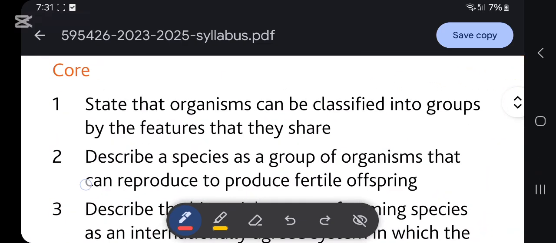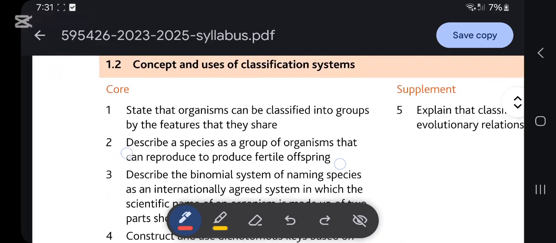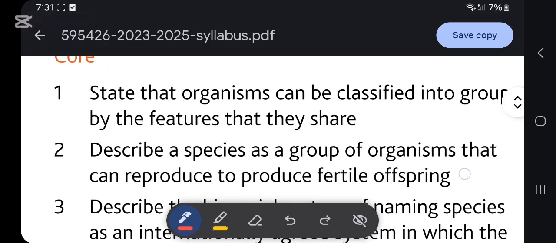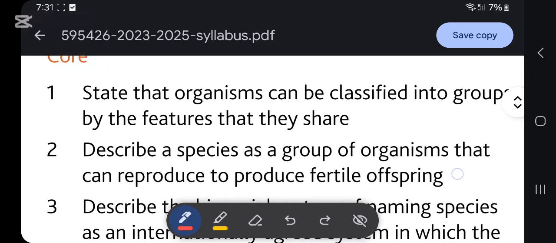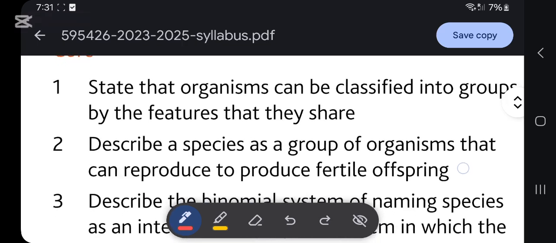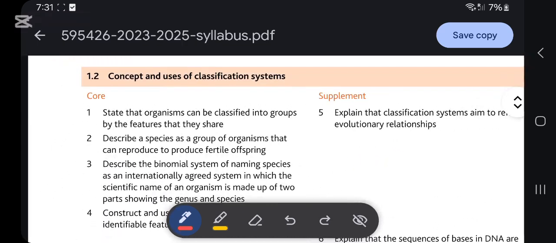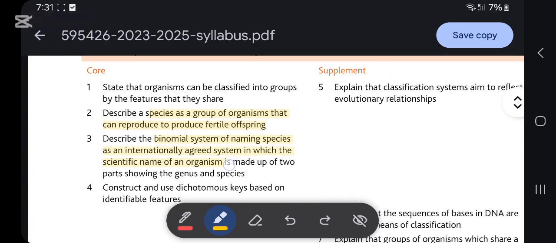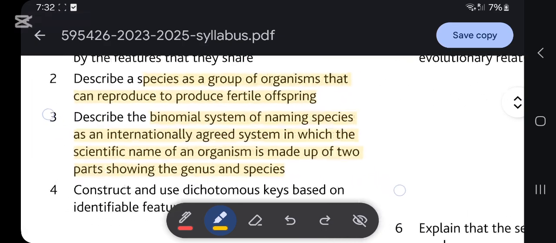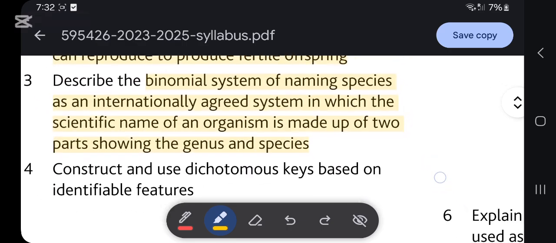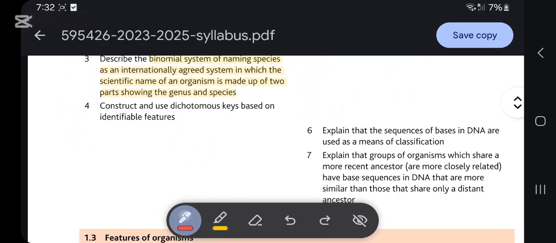Next, state that organisms can be classified into groups based on the features they share. Like if they all have a backbone, they'll be under vertebrates. If they don't have a backbone, they'll be under invertebrates. Then a species is a group of organisms that can reproduce to produce fertile offspring. The binomial system is an internationally agreed system of naming species in which the scientific name is made up of 2 parts showing the genus and the species. For us, it is Homo sapiens.